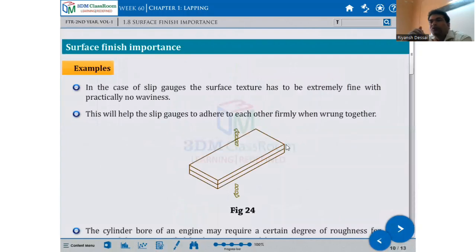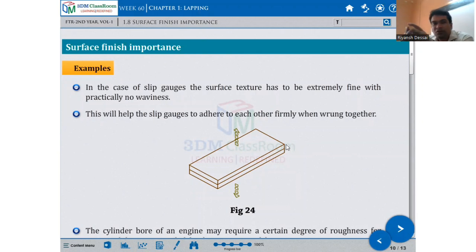Now, what is the importance of surface finish? Why is surface finish important? The third cut is a smooth finish, the third cut is a rough finish. The importance is, see, for example, take the case of slip gauges. The surface texture has to be extremely fine with practically no waviness.